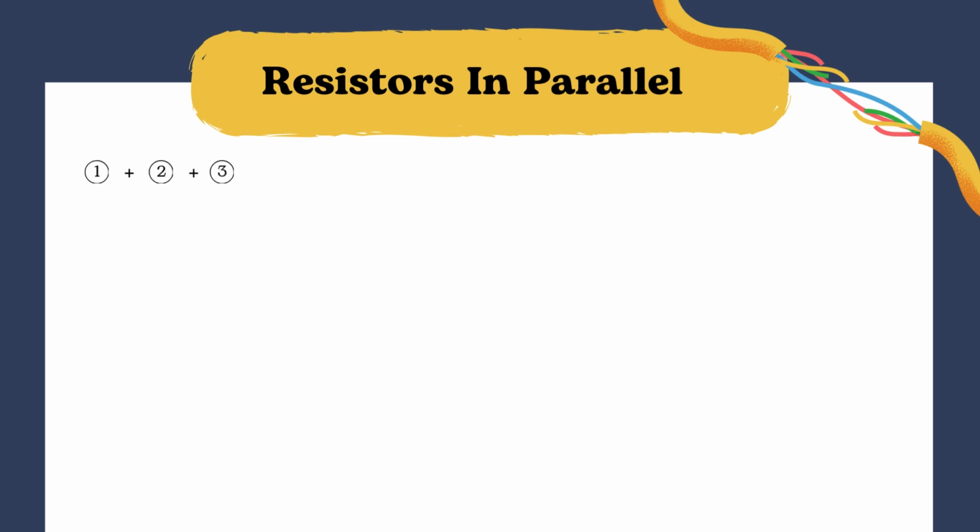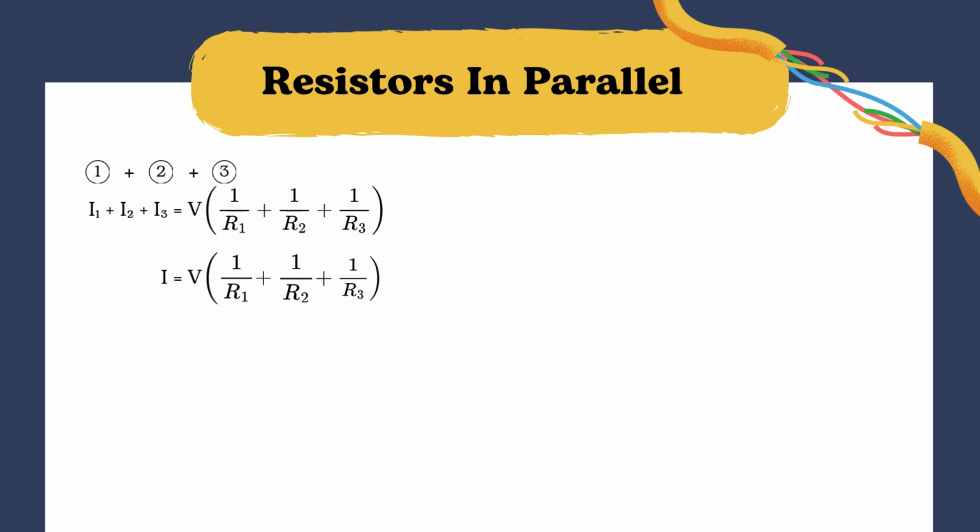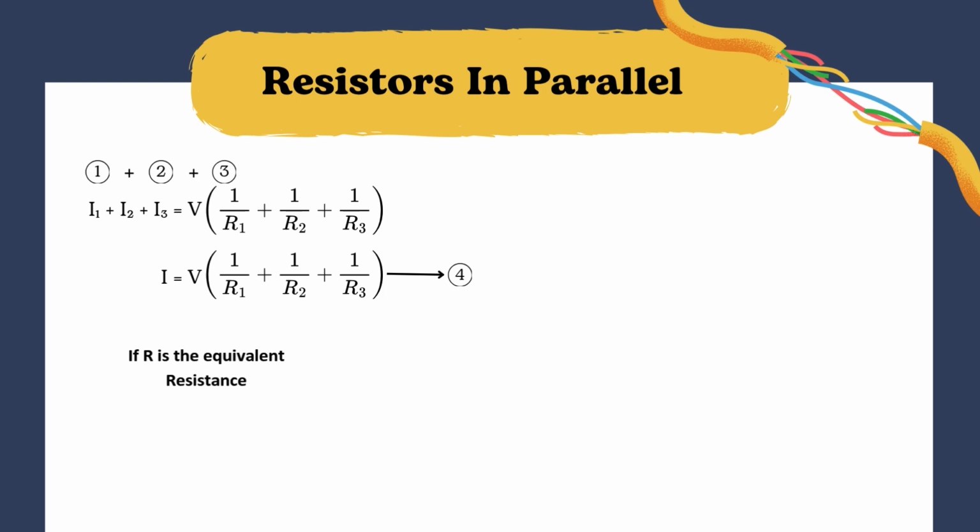So, the total current I is the sum of these three. I equals I1 plus I2 plus I3. Substituting the current values, I equals V times (1 divided by R1 plus 1 divided by R2 plus 1 divided by R3). Now, if R is the equivalent resistance of this parallel combination, then according to Ohm's law, I equals V divided by R. Now, let's equate equations 4 and 5.